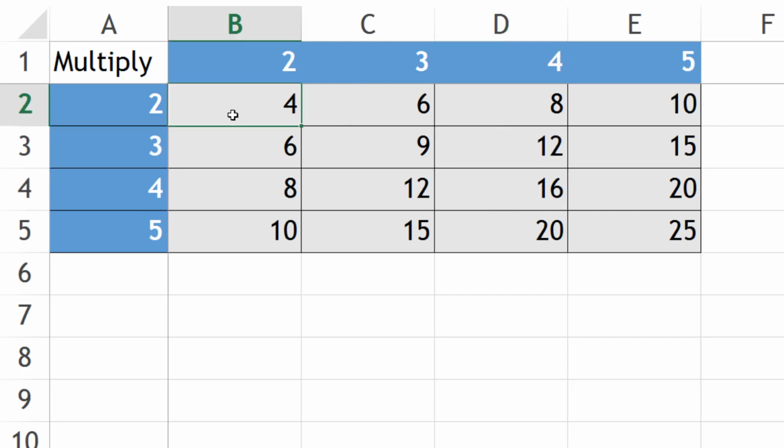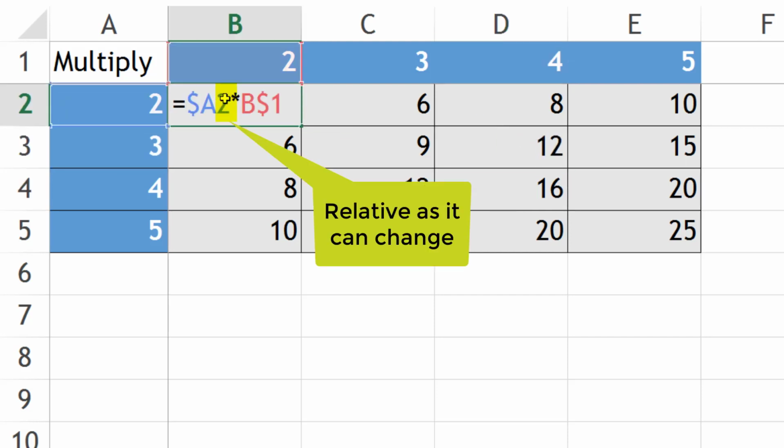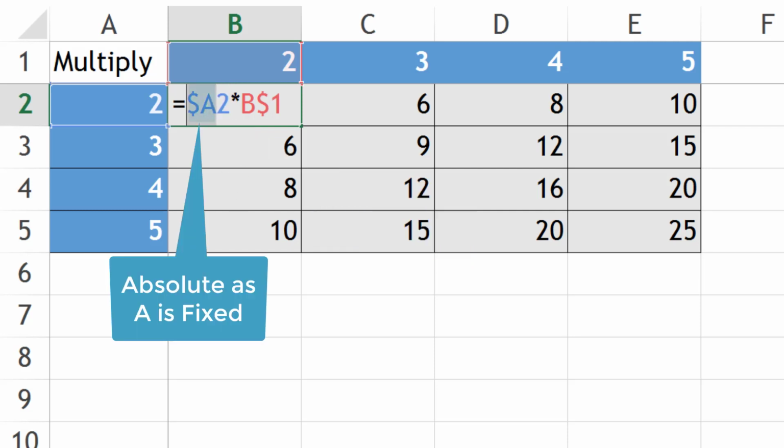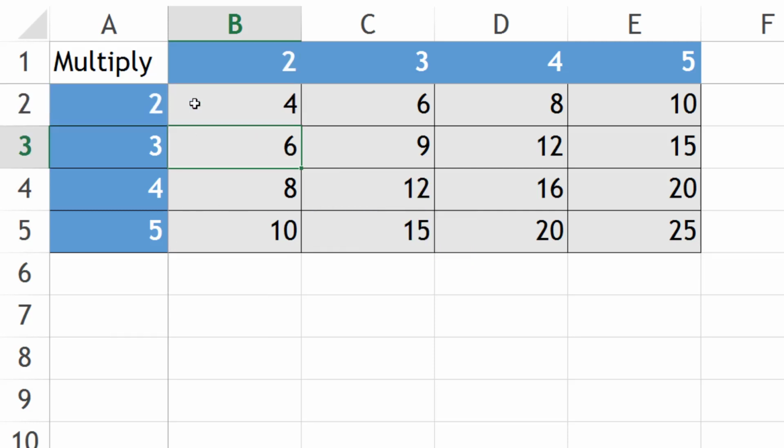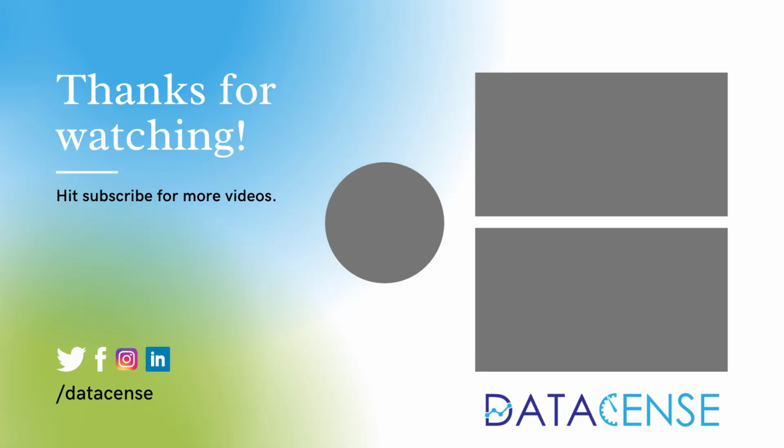This is known as mixed referencing, where you are using a certain component which is relative and another component which is absolute. Once you understand this concept of absolute reference and relative reference, it will be easier to write formulas. You don't need to repeat yourself in similar formulas.